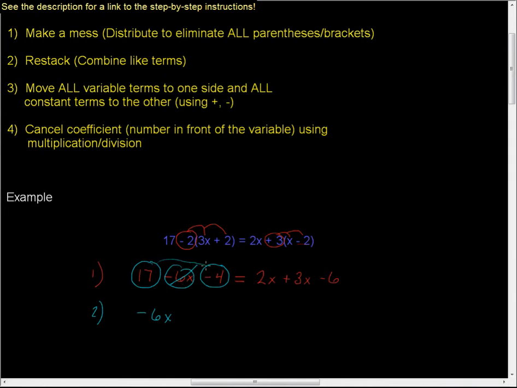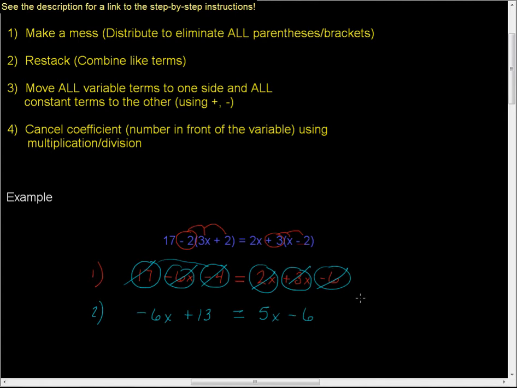Now I have 17 minus 4, which is positive 13. And those are done. I cross those out just to let myself know I've combined like terms and I'm done. Equals. Now I have a 2x here and a positive 3x. 2x plus 3x is 5x. And those are gone. And I just have this negative 6 that's left, and I bring that down.